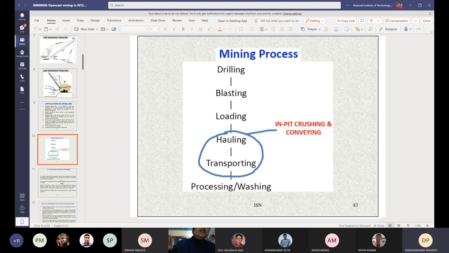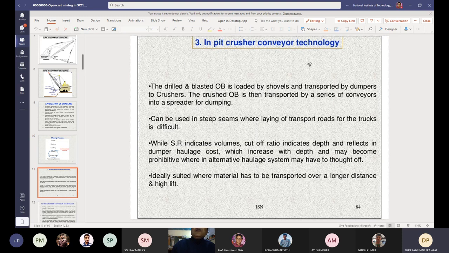So what is in-pit crusher conveyor technology? What is in-pit crushing and conveying technology? In this system, the overburden is drilled and, after drilling, blasted. The blasted overburden material is loaded by the shovels and transported by the dumpers to the crushers.